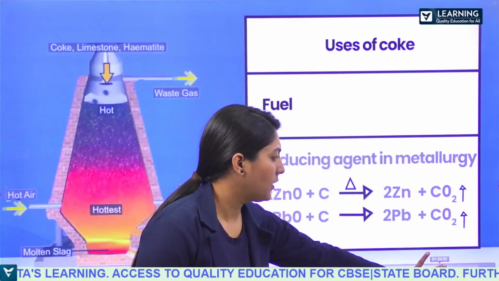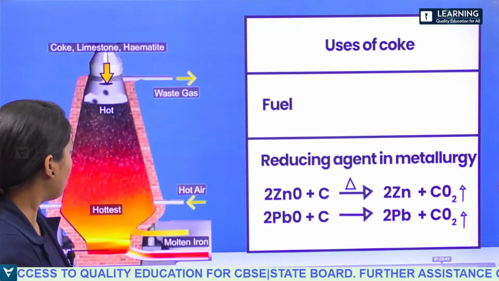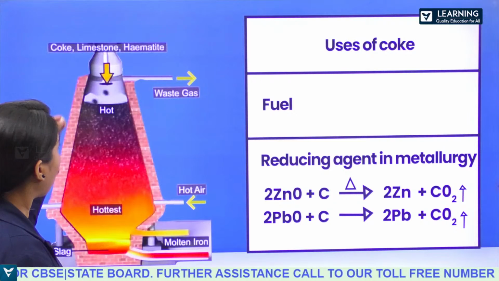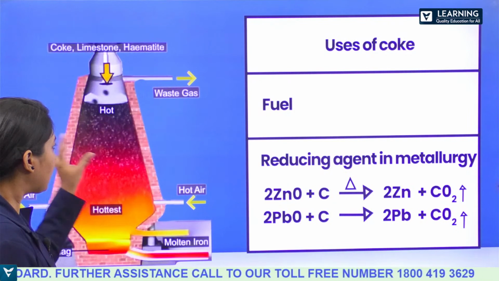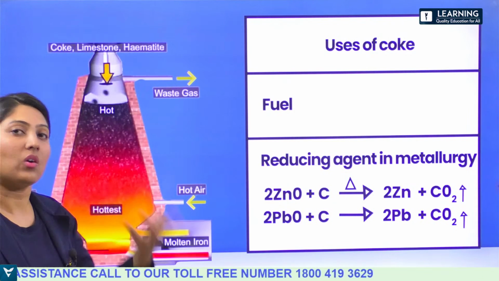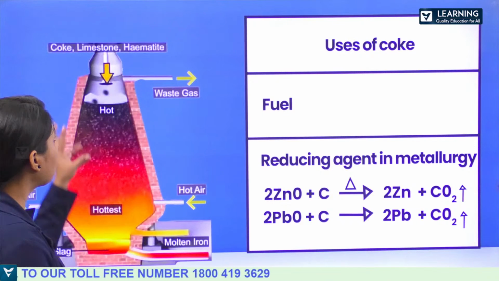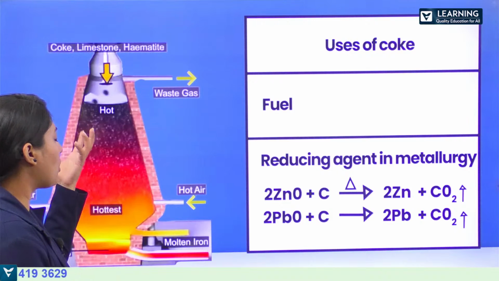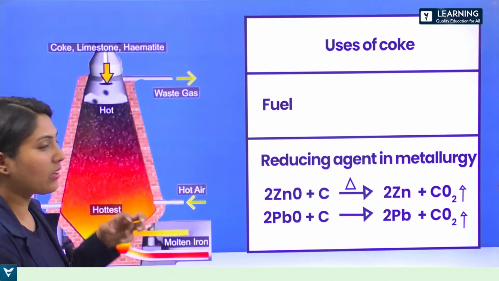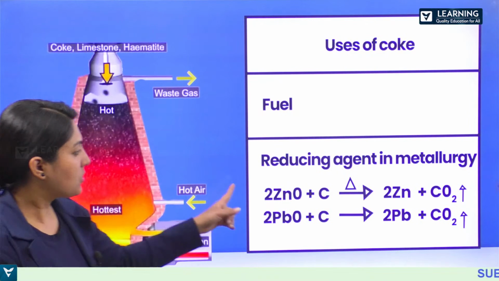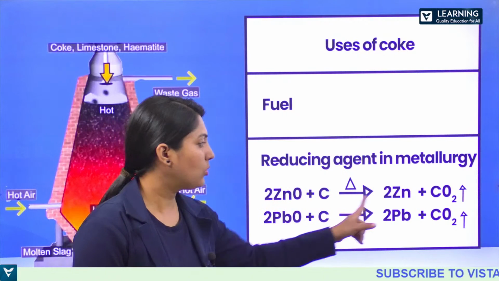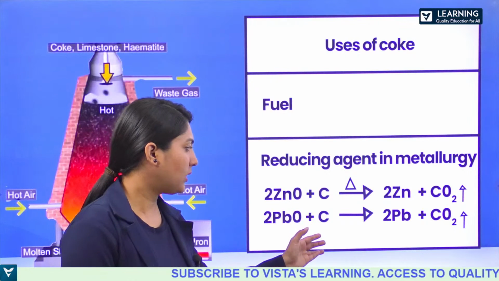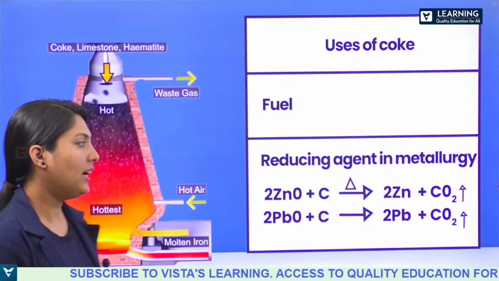So these are the uses of carbon we can see. It also reduces metals. If I am adding coke here and some metals are present in oxide or sulfide forms, what happens? The carbon, the pure form of coke, will react with the oxygen and give out the metals. So zinc oxide reacts with carbon to give zinc plus carbon dioxide, and lead oxide reacts with carbon to give lead and carbon dioxide.